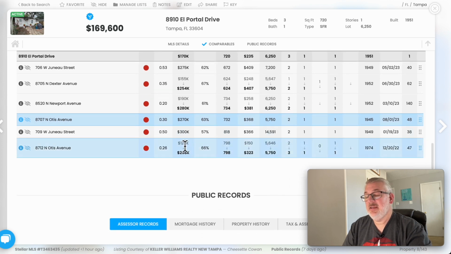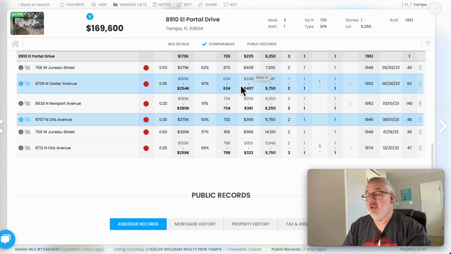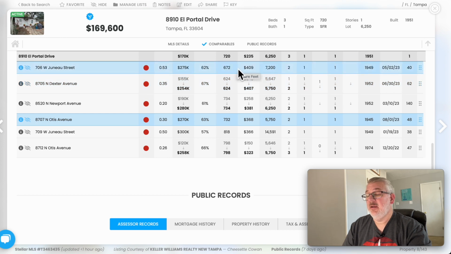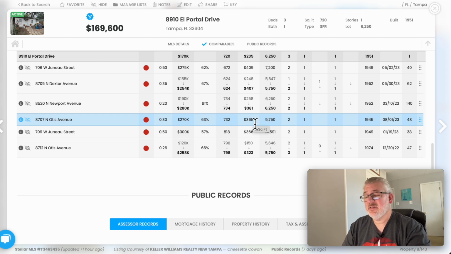As you can see, the most recent sale was August 1st, at around $368 per square foot. There are a couple of rehabs up here that sold a little bit older, actually done a little bit nicer than this property we're looking at here on Otis, but they're around 409, 407. So I'm going to use this most recent one as the comp.